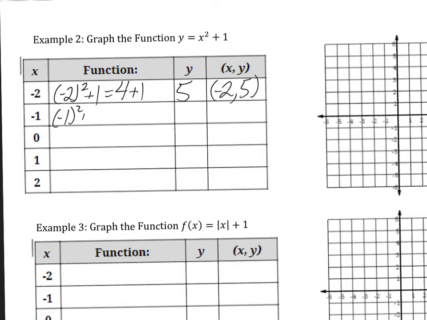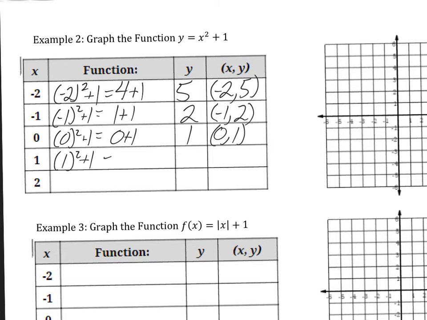Again, -1 squared plus 1. That's the same thing as saying 1 plus 1. So that is 2. So I have a dot at -1 comma 2. 0 squared plus 1. That's 0 plus 1. So y is 1. So I have a dot at 0 comma 1. 1 squared plus 1. That's 1 plus 1. So that is 2. So I have a dot at 1 comma 2. And the last one, 2 squared plus 1 equals 4 plus 1, which is 5. So that gives me 2 comma 5.